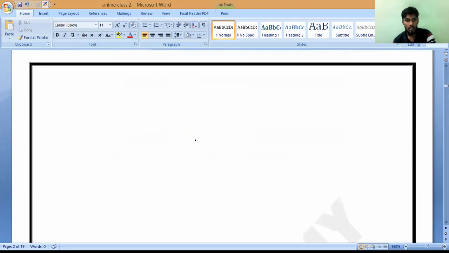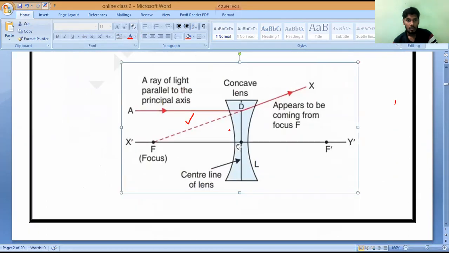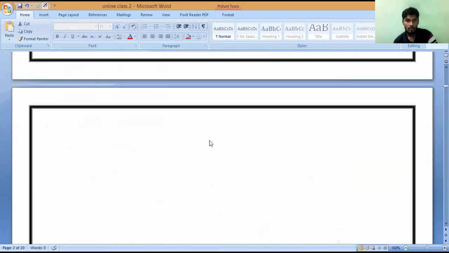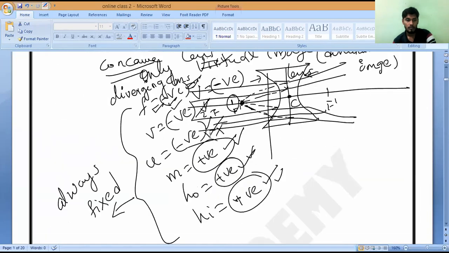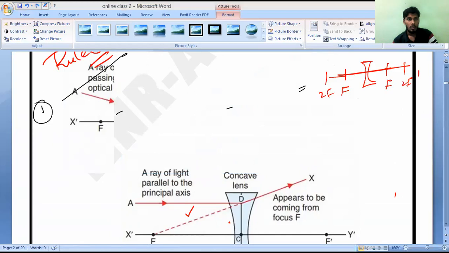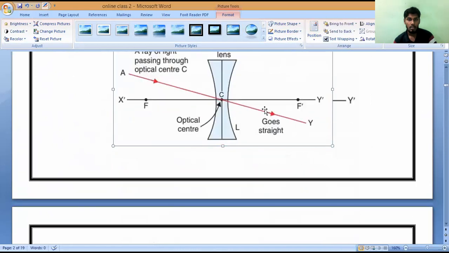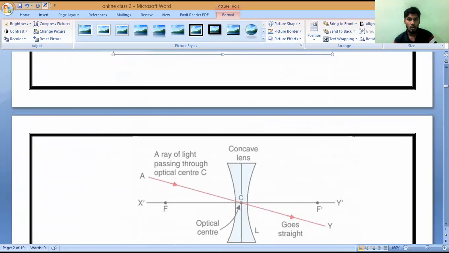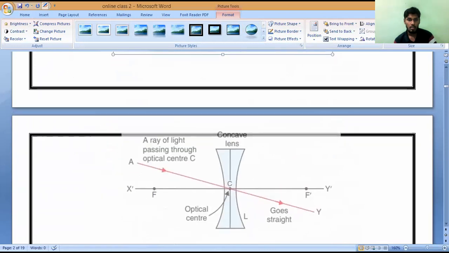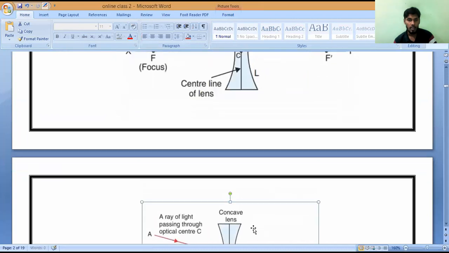Sir, can you say again? Yeah. Write it now, all of you. A ray of light passing through the optical center of a concave lens goes straight after refraction through the lens.